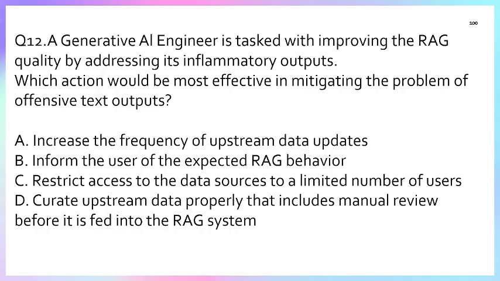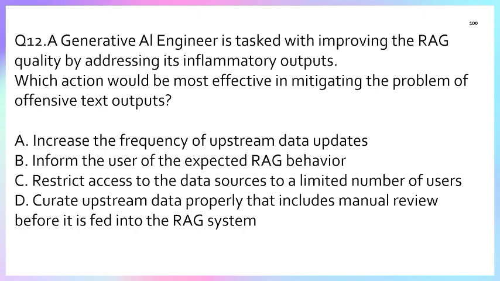Option B, inform the user of expected RAG behavior. This manages expectations but doesn't reduce the offensive output themselves. If you inform the user of expected RAG behavior, this manages expectations, but it will not reduce the offensive output.